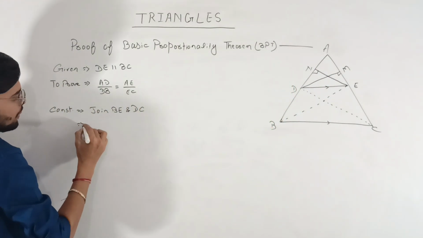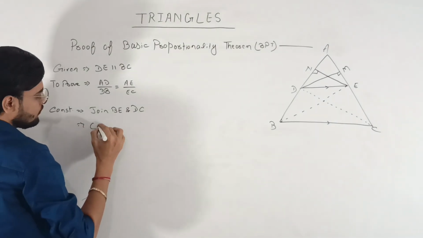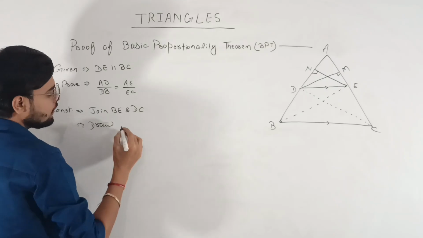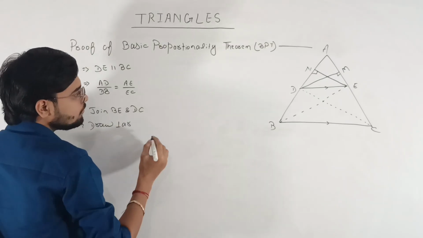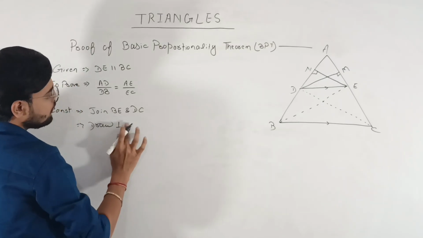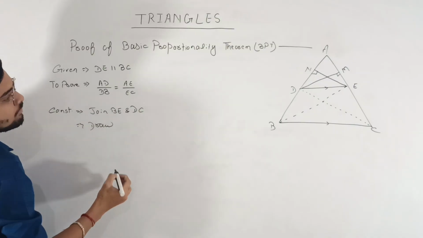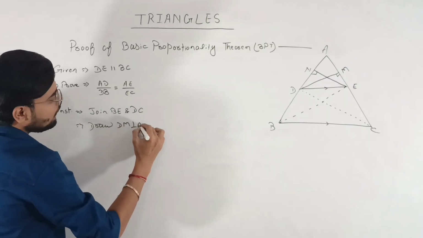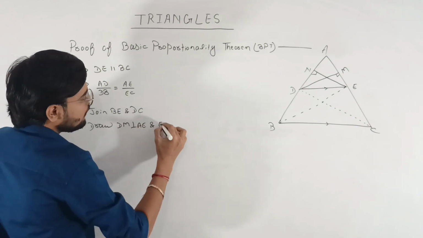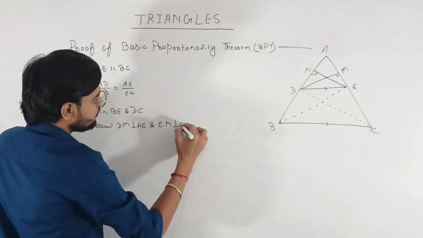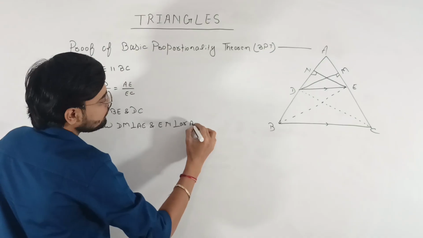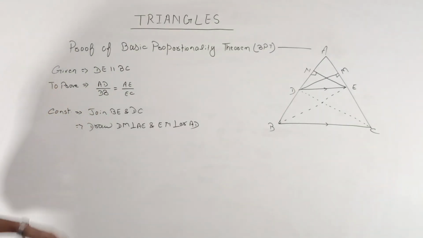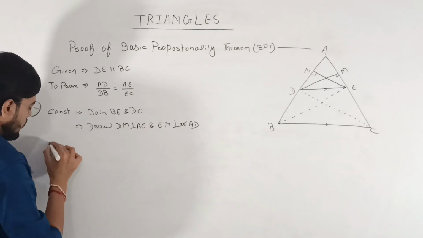So here draw perpendicular DM perpendicular to AE and EN perpendicular to AD. Okay, we have to do this construction. Now we move towards our proof.